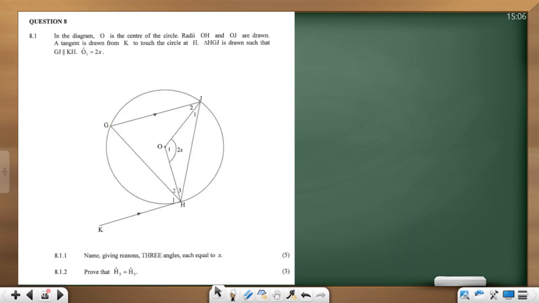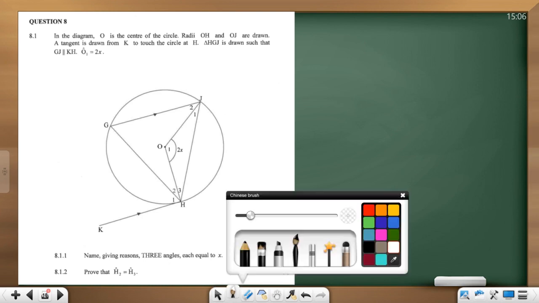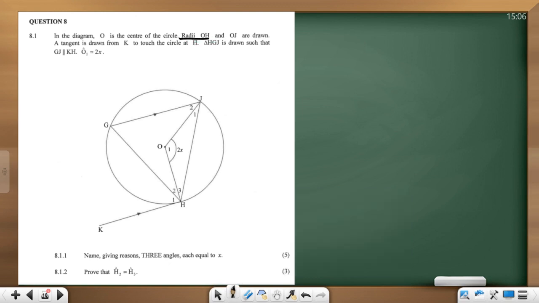In the diagram, O is the center of the circle. Radii OH and OJ are drawn. Once you see radii, I'm already thinking: angle at the center is 2 times angle at the circumference, because of the word radii. Now, a tangent is drawn. With a tangent, the quick things that come to my mind are tan chord and tan radius. It says a tangent, so it's one. If there were two tangents, I'd think about the third one, that two tangents drawn from a common point are equal. That's what's going on in my mind.